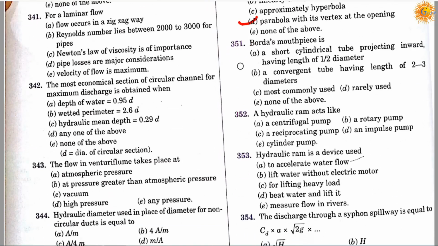Question number 351. Borda's mouthpiece is: option A, a short cylindrical tube projecting inward having length of 1/2 diameter; option B, a convergent tube having length of 2 to 3 diameter; option C, most commonly used; option D, rarely used; and option E, none of the above. Correct answer is A. It will be a short cylindrical tube projecting inward having length of 1/2 diameter.